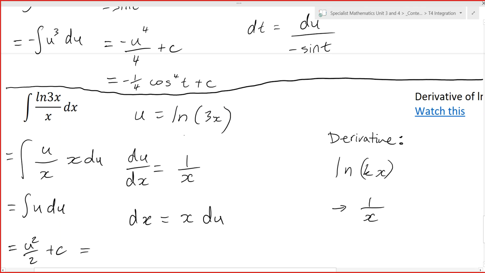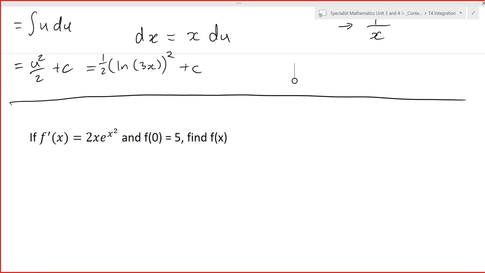And then we always sub back in our original function for the u. So we have ln 3x squared plus c. But that's okay.